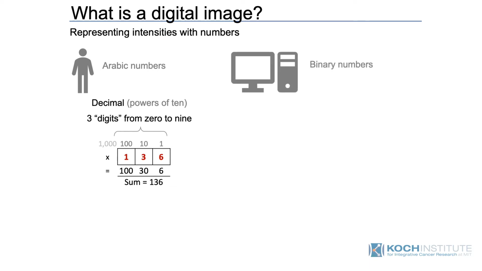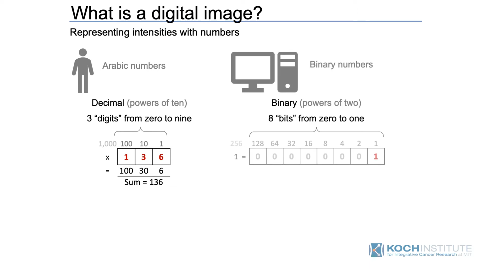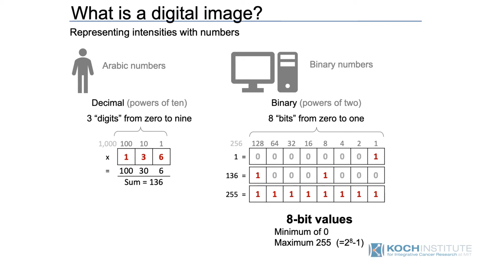Well, computers represent numbers in a binary fashion. So they use a single digit, 0 or 1, to describe a number, and each of these bits can be 0 or 1, and they have different places: a 1's place, a 2's place, a 4's place, etc. So for instance, the number 1 can be represented by a 1 in the 1's place and 0 everywhere else. The number 136 can be represented by a 1 in the 128's place and a 1 in the 8's place, and that adds together to be 136. If you have all ones in one of these 8-bit values, the maximum number is 255. So 8 bits can have a maximum of 255 and a minimum of 0.